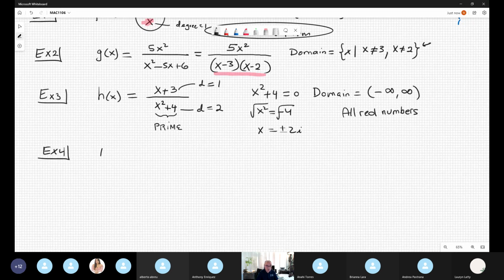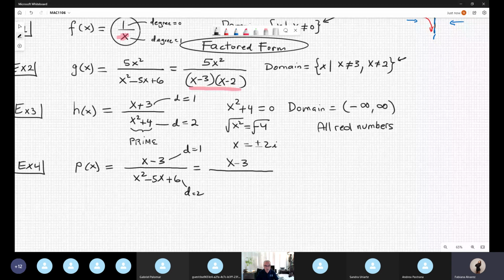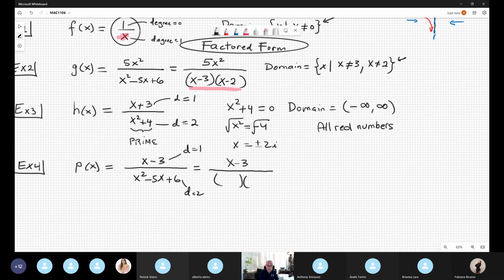Suppose the function P is formed by the division of two polynomials. The polynomial on the top is x minus 3, and the polynomial on the bottom is x squared minus 5x plus 6. I highly recommend that when you start, step number 0, you analyze that kind of function, a rational function, and express it in factored form. This is degree 1, stays the same, and this is degree 2, but this trinomial, so you break it down into binomials.